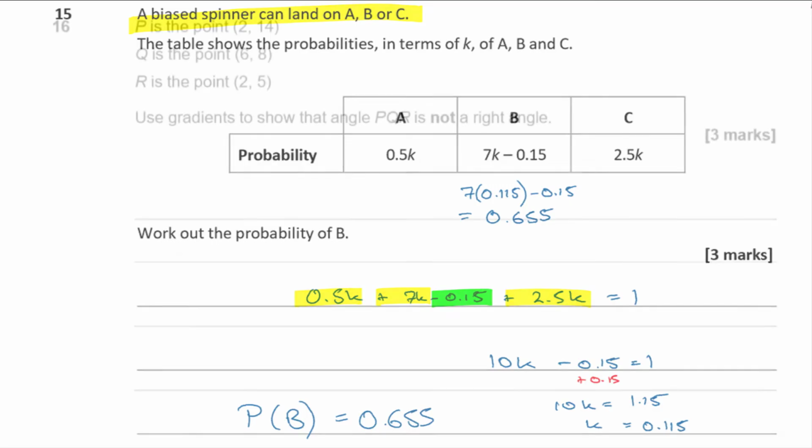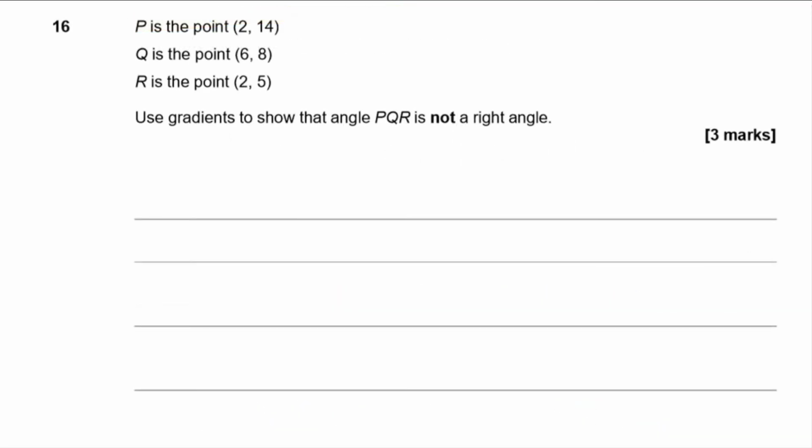Question 16. P is the point (2, 14), Q is the point (6, 8), and R is the point (2, 5). Use gradients to show that the angle PQR is not a right angle. Okay, I think what I'm going to do here is do a little sketch so I can get an overview of what's going on. It doesn't have to be to scale, it doesn't have to be super accurate, but I just want to get an idea of what's going on.